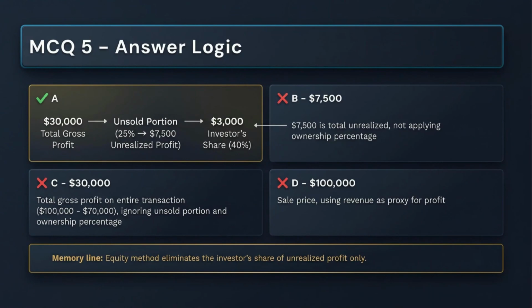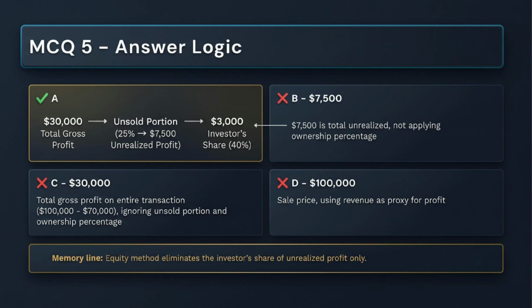Option A is correct because total gross profit is $30,000 calculated as $100,000 minus $70,000. The unsold portion is 25%, so unrealized profit is $7,500. Northstar's investor share is $7,500 times 40%, which equals $3,000.